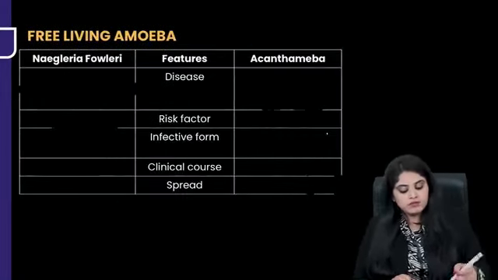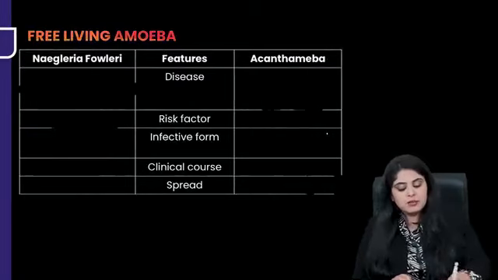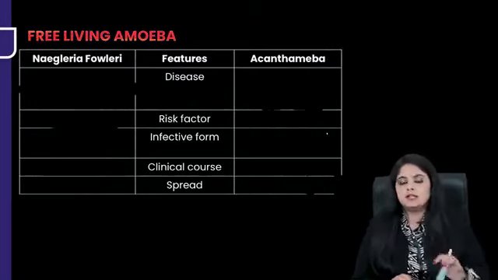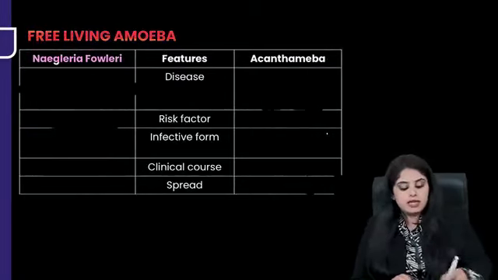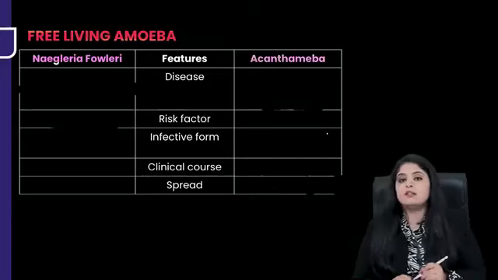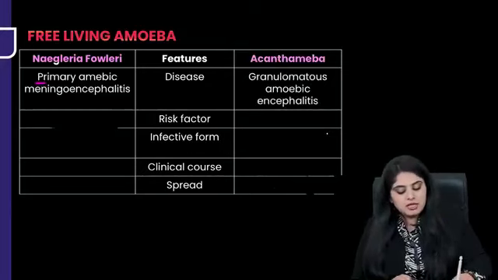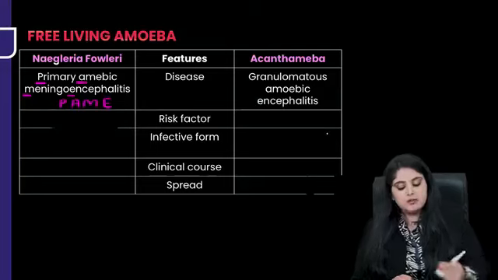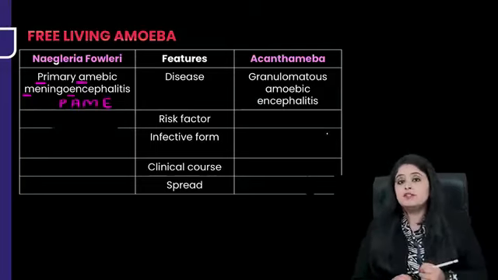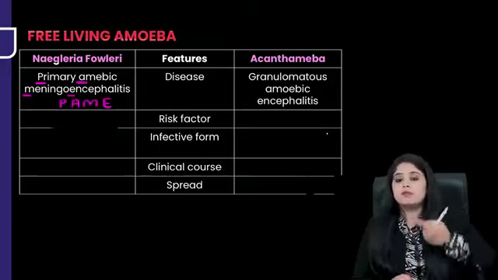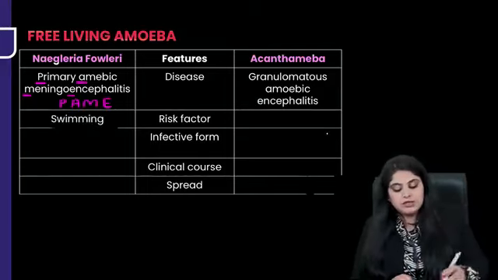We move on to the next family, and those are the free-living amoeba. Just 2 slides and we are done. Free-living amoeba include Naegleria fowleri and Acanthamoeba. What do they cause? They cause PAM and GAM. PAM and GAM is what? PAM stands for primary amoebic meningoencephalitis. PAME, primary amoebic meningoencephalitis. And you know how does this happen? When someone is swimming, this is associated with swimming.